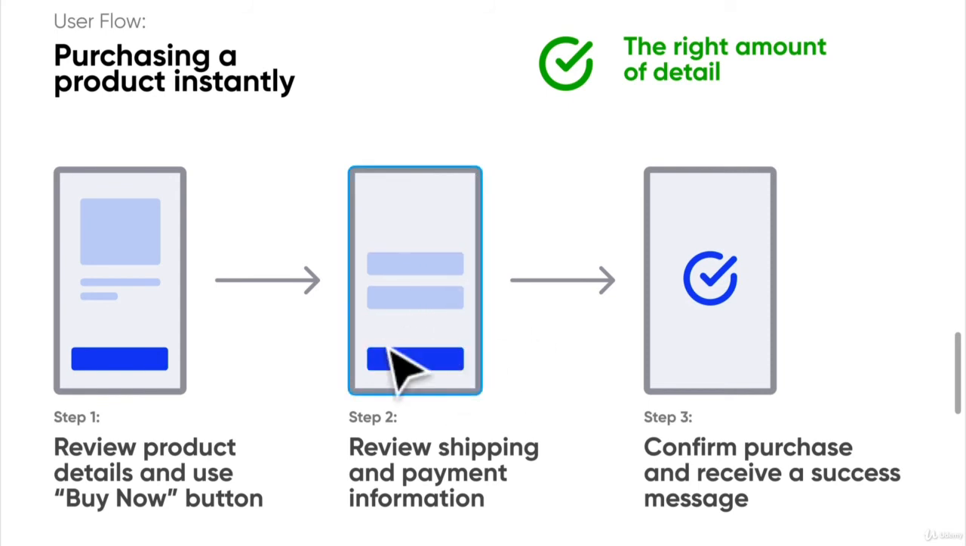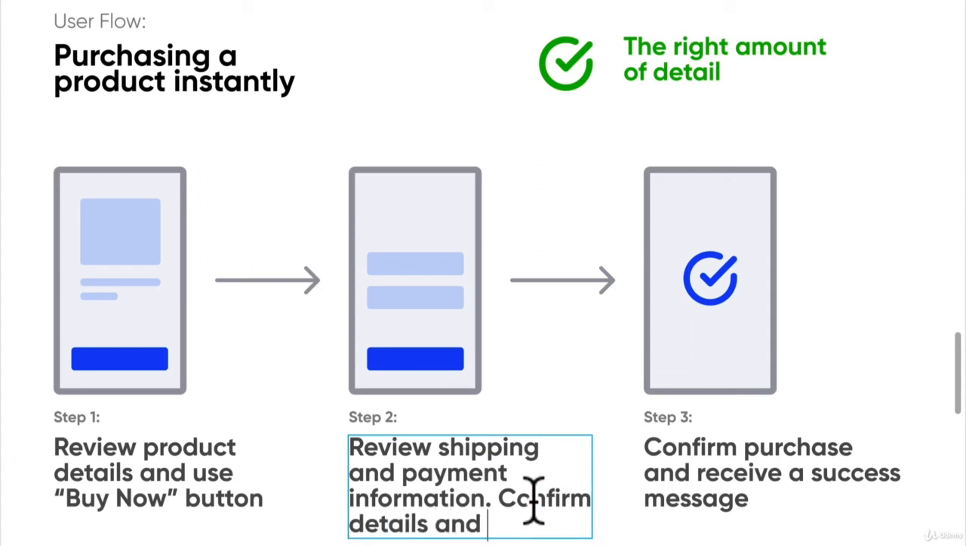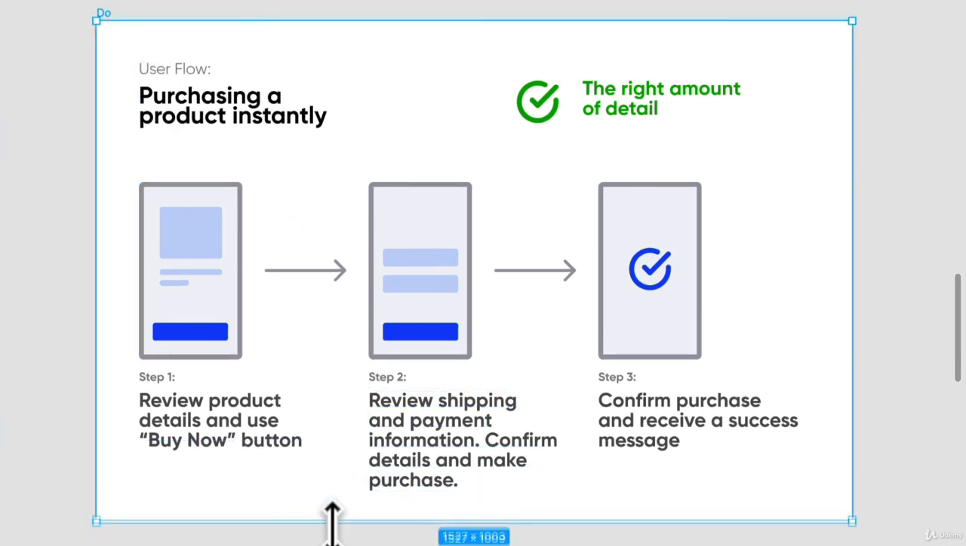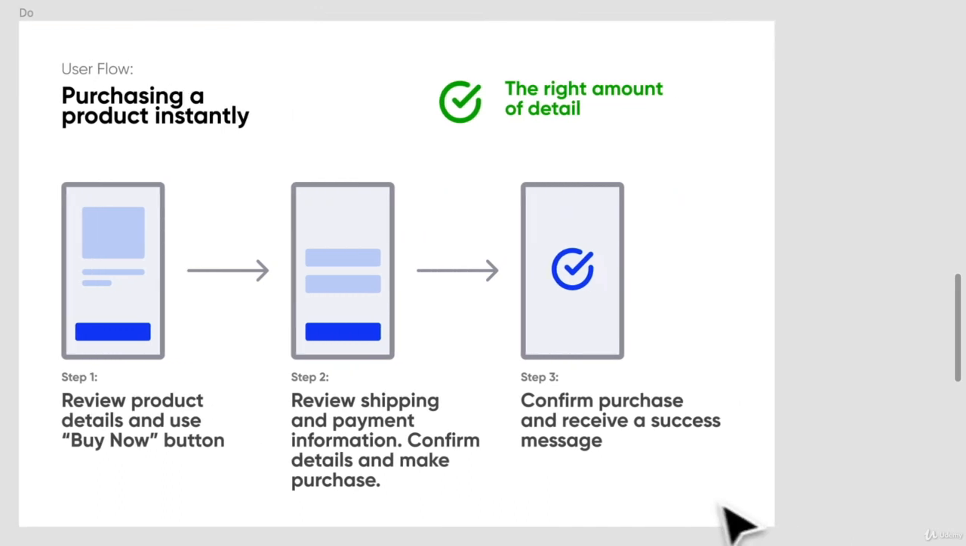I am reviewing shipping and payment information. And we can even add to this. Review shipping and payment information. Confirm details and make purchase. Let's just open this frame up just a little bit more. Great. And the last step is that purchase has been confirmed, you get an order confirmation, and you receive some sort of success message. So remember, add the right amount of detail and outline each step and goal.